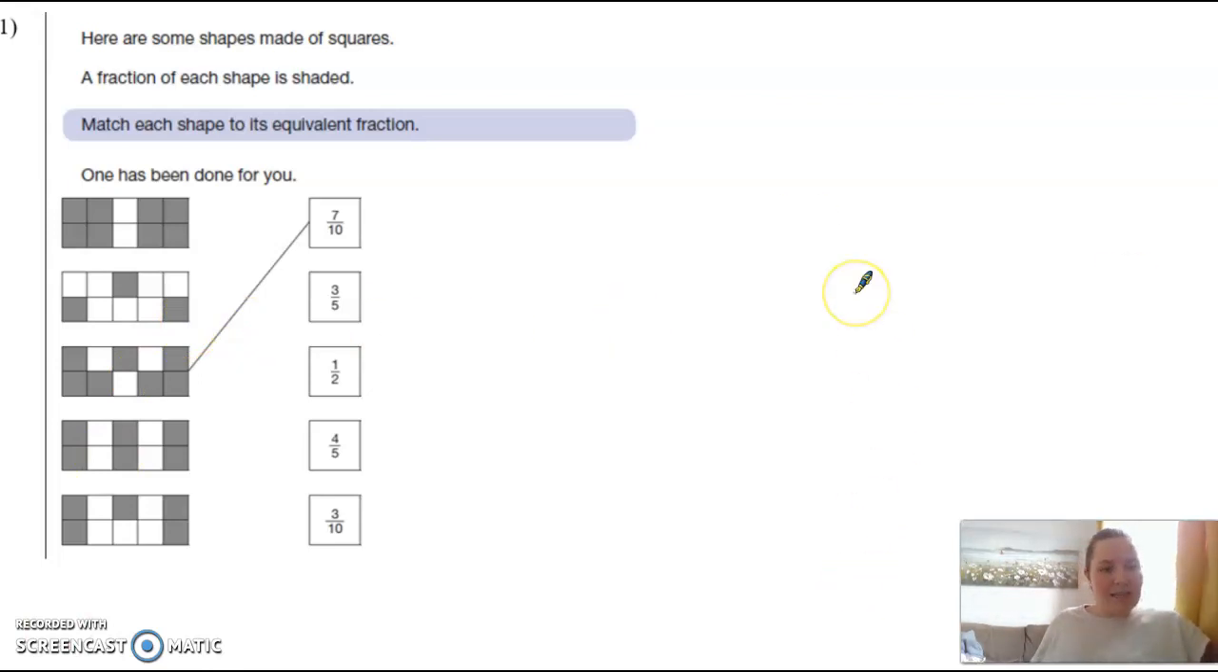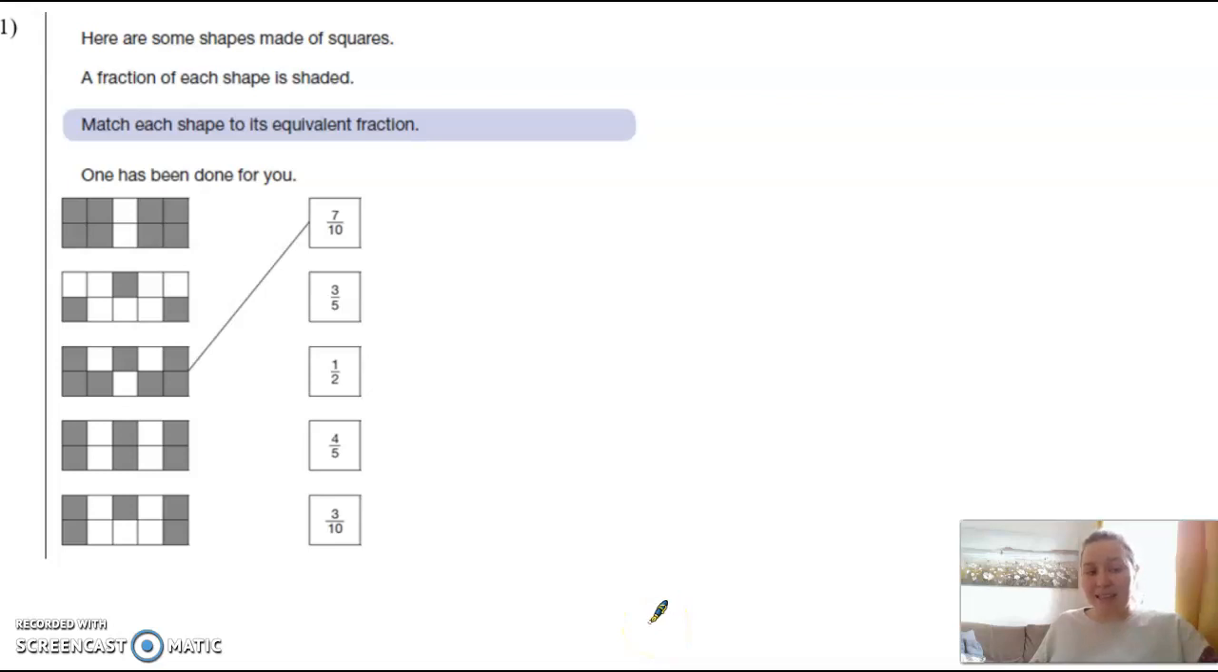So in this question, we've got some shapes made of squares and there's a fraction shaded in each one. You've got to match the equivalent fraction. So the first one's been done for you, 7 out of 10. Now for this question, you need to remember that the bottom number of the fraction, the denominator, represents how many pieces you've got, and the top number represents how many are shaded. So 7/10 is easy, it's done for you. All these shapes have 10 pieces.